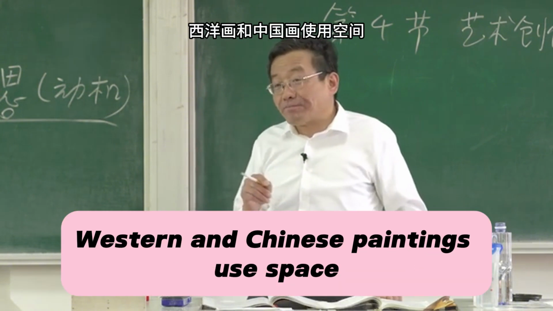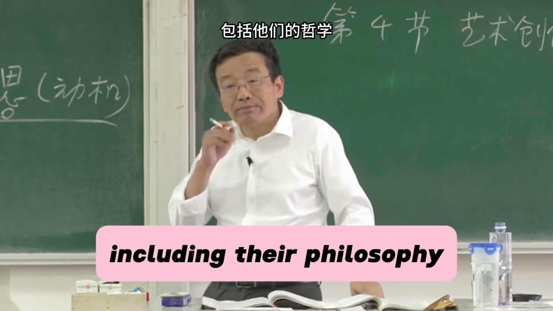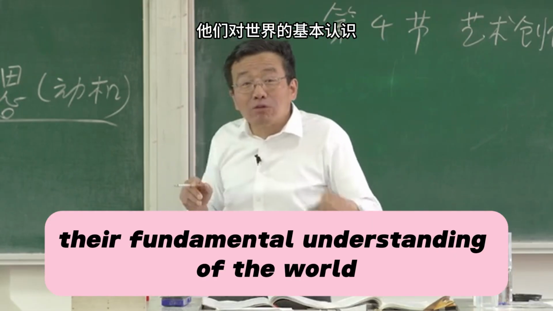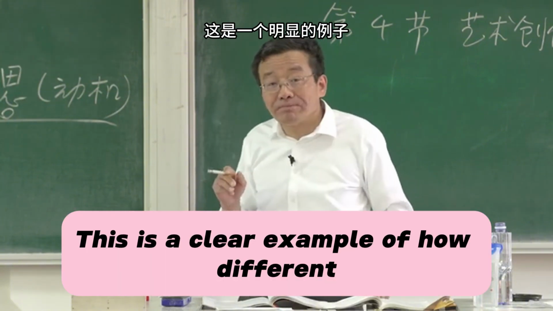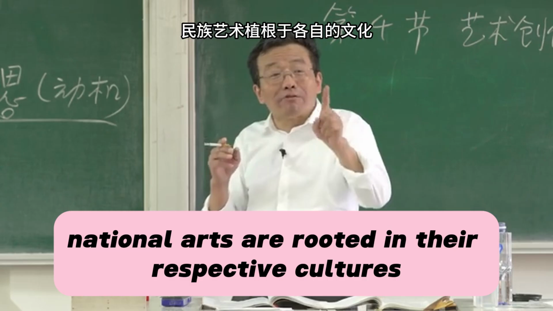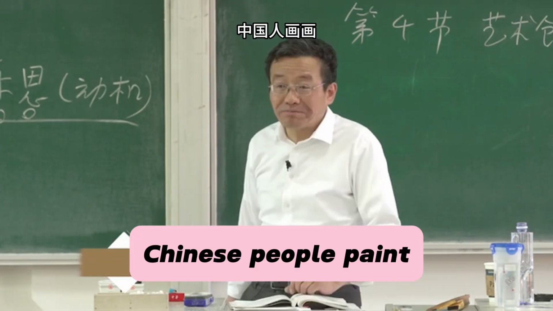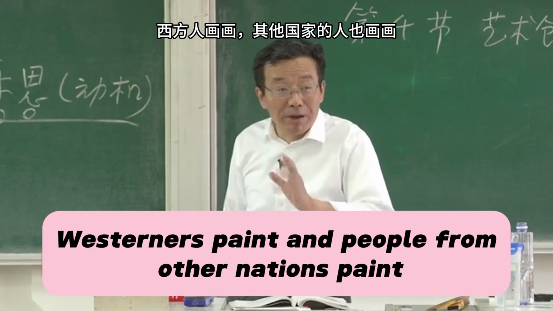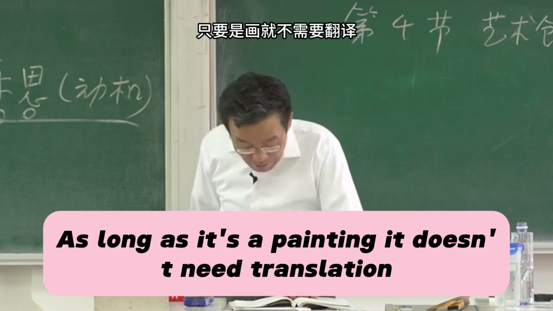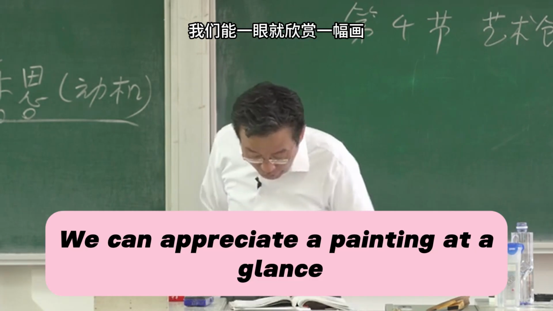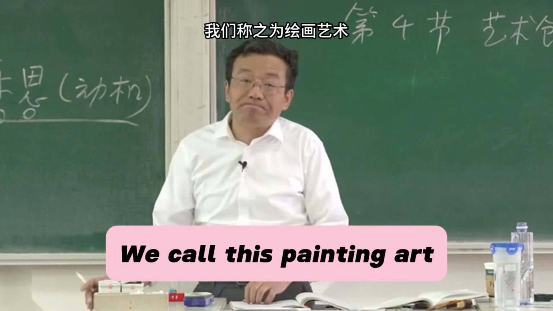The different ways Western and Chinese paintings use space reflect the unique artistic spirits of each nation, including their philosophy, their fundamental understanding of the world, and their experiences. This is a clear example of how different national arts are rooted in their respective cultures. But art is also a universal language. Chinese people paint, Westerners paint, and people from other nations paint. As long as it's a painting, it doesn't need translation. We can appreciate a painting at a glance, whether it's Western or Chinese. We call this painting art.